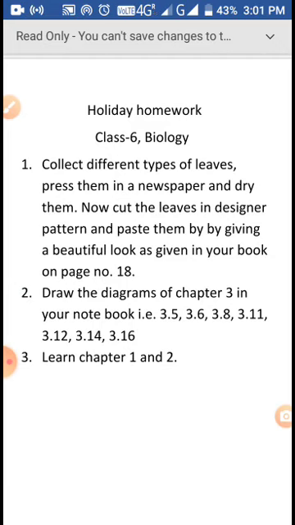Then you have to draw the diagrams of chapter number 3 in your notebook. So now on the next pages, after completing the chapter number 2, you have to draw these diagrams in your fair notebook of chapter number 3. The diagram numbers are 3.5, 3.6, 3.8, 3.11, 3.12, 3.14 and 3.16.